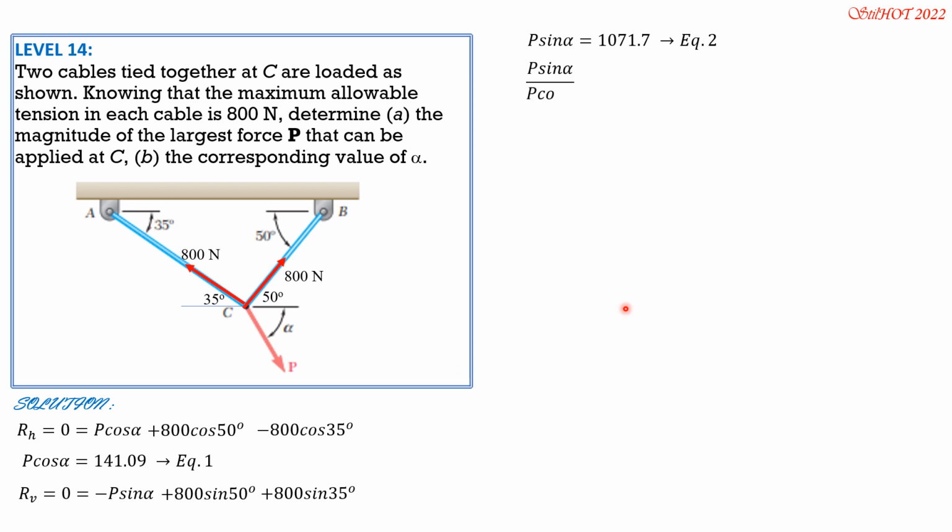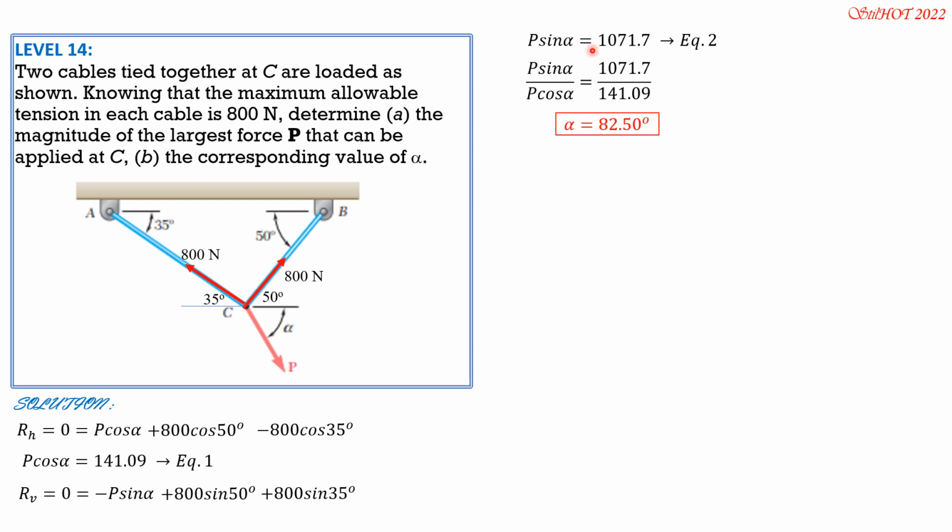P sine alpha over P cosine alpha equals 1071.7 over 141.09. So cancel P. This is tangent alpha equals 1071.7 over 141.09. Therefore, alpha is inverse tangent of 1071.7 over 141.09. Using your calculator, alpha is equal to 82.50 degrees.